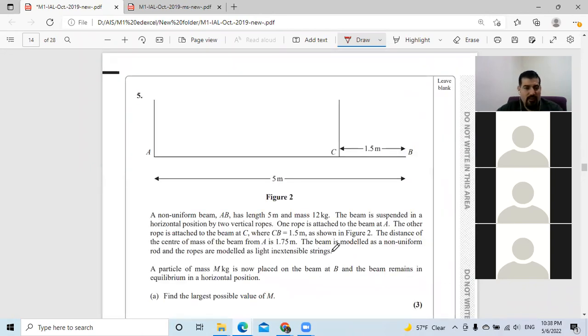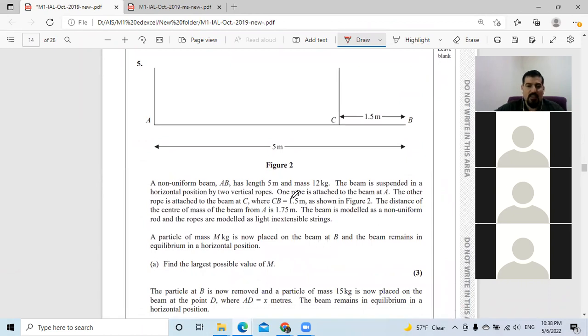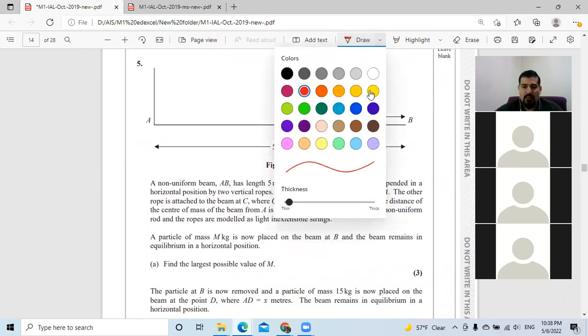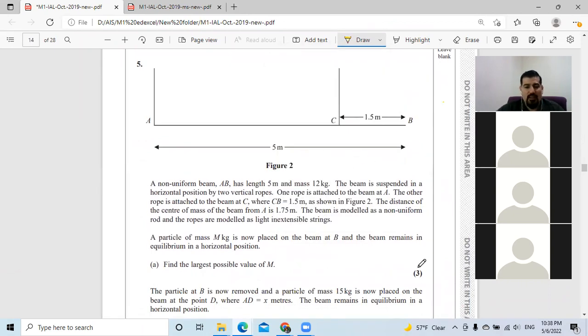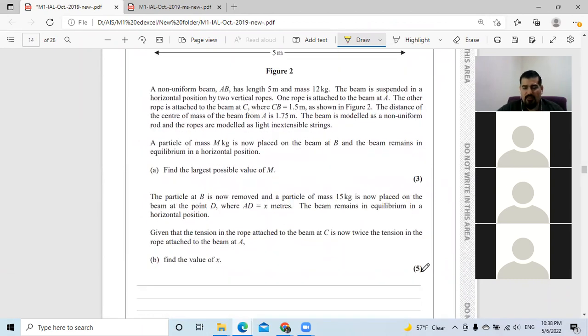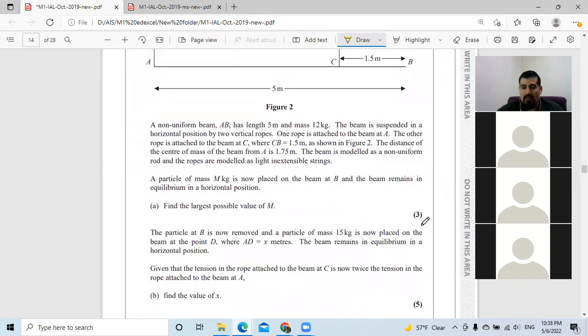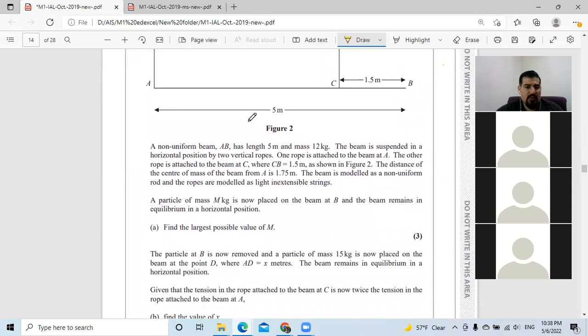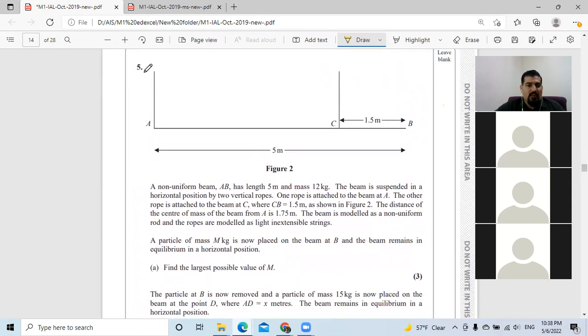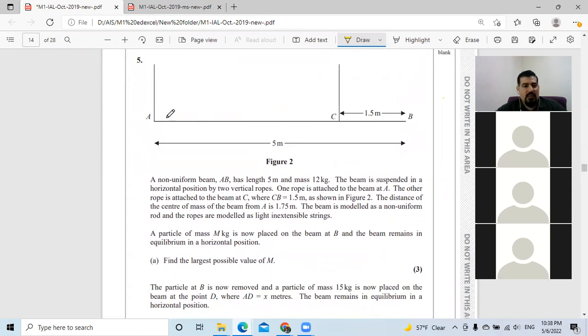Next question, question number 5 about moment. What do we have here? It's a long question. First part 3 marks, second part 5 marks, so total is 8 marks. That means 10 minutes approximately. Question number 5. As you can see, we have AB, 5 meters long, and we have 2 ropes holding the object, one at A and one at C, 1.5 meters away from B.